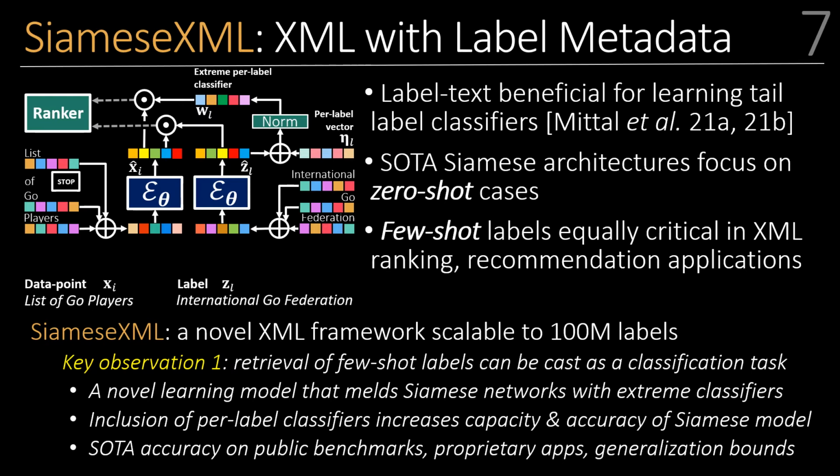Label metadata has been demonstrated to lead to more accurate representations, especially for tail labels. Note that in real-world applications, the majority of the labels are tagged with a few training points. These are typically referred to as tail labels in the community. Siamese architectures, which are popularly used in such applications, focus mostly on zero-shot labels. While zero-shot labels are important, few-shot labels are equally, if not more, critical in ranking and recommendation applications.